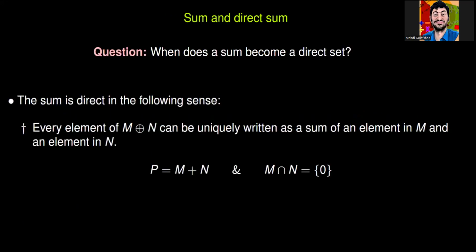The sum is direct in the following sense. Every element of the direct sum can be uniquely written as a sum of an element in M and an element in N. So we have this condition: P is equal to M plus N, and M intersection N is equal to the singleton 0. That is equivalent to saying this. So let's prove more generally why this is. I'll go to a proposition, a more generalized case.